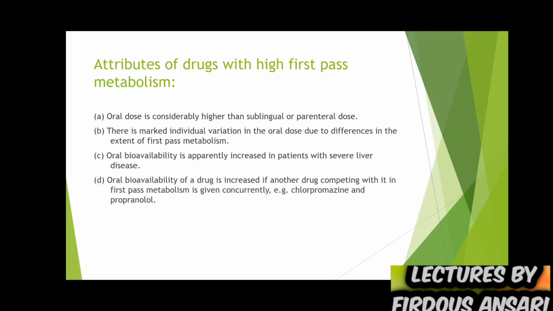Lastly, oral bioavailability of a drug is increased if another drug competing with it in first pass metabolism is given concurrently. A very simple example is chlorpromazine and propranolol. A competition occurs between chlorpromazine and propranolol. The liver will be like, should I metabolize chlorpromazine or should I metabolize propranolol? Both will be competing, and we cannot predict whether chlorpromazine will produce the action or get metabolized, or whether propranolol will produce the action or get easily metabolized. So in this case we cannot predict the response as such, so we should not give such kinds of drugs concurrently.